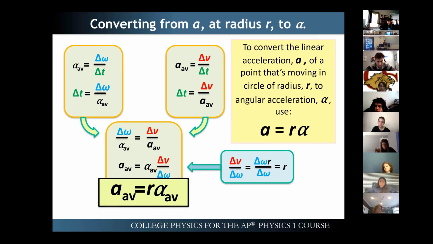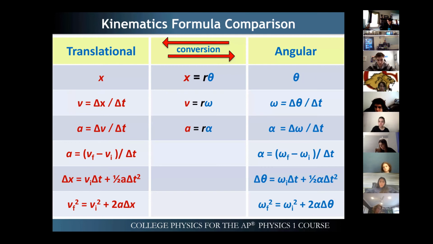All right, so here is a nice little summary. If you're on Zoom, you may want to screenshot this. If you're in here, you may want to take a picture with your phone if you want. This summarizes all the translational equations we've learned, or not all of them, but most of them. And also the angular equations that we've already started to learn and are going to be learning, and shows you how you can convert back and forth.